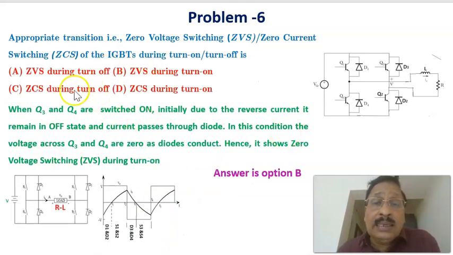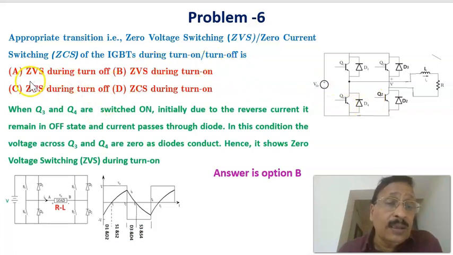Now let us see another problem connected to the same circuit, problem 6. Identify the appropriate transition: zero voltage switching (ZVS) or zero current switching of the IGBT during turn on and turn off. Is it zero voltage switching during the off period, zero voltage switching during the on period, zero current switching during the turn off period, or zero current switching during the on period? That's the question. Now let us see.